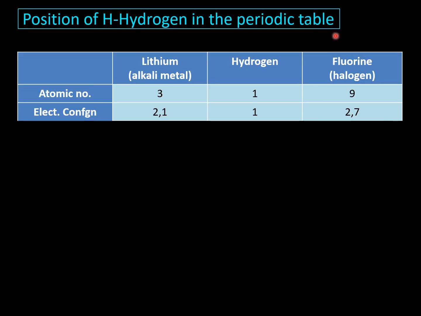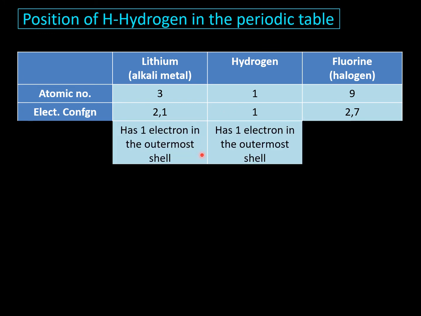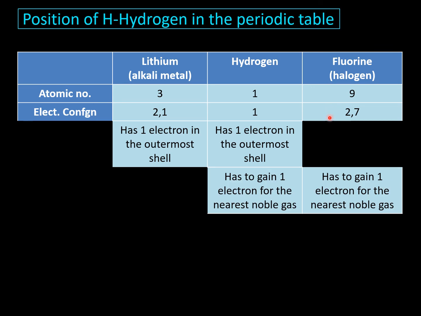To understand the position of hydrogen in the periodic table, let us consider three elements: lithium from the alkali metals, hydrogen, and fluorine from the halogen family. The atomic number of lithium is 3, and we have 2 electrons in the K shell and 1 in the L shell. Hydrogen has 1 electron in the K shell. Coming to fluorine, 2 in the K shell and 7 in the L shell. When we compare lithium and hydrogen, we observe a common point: both of them have 1 electron in their outermost shell or valence shell.